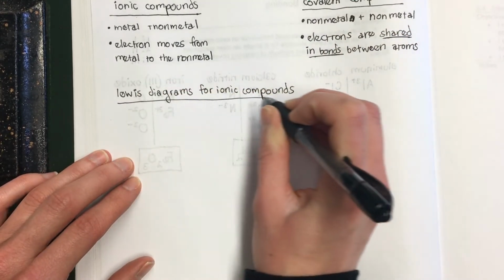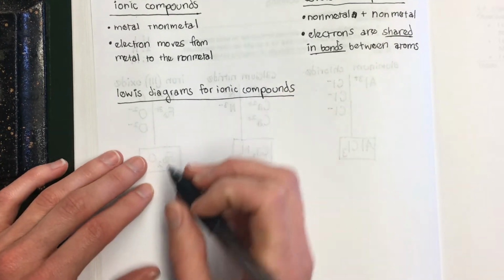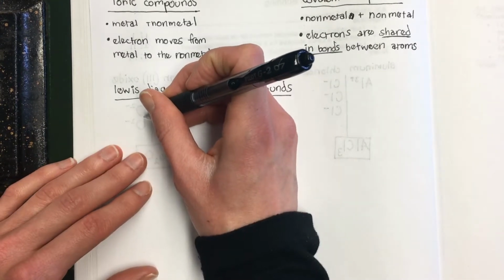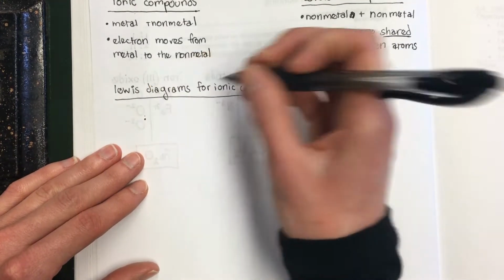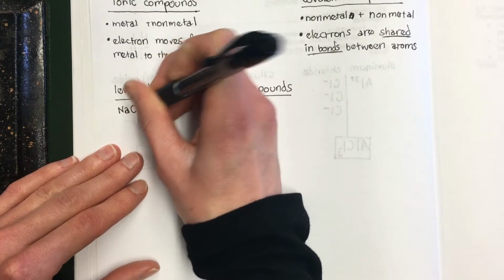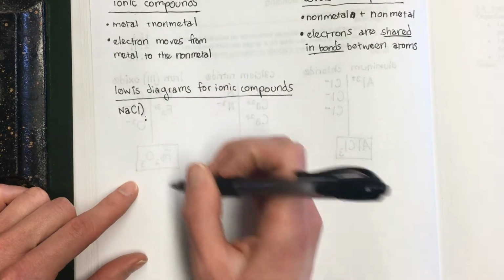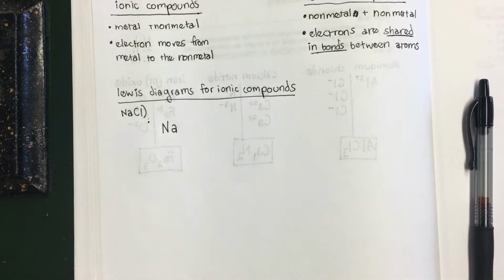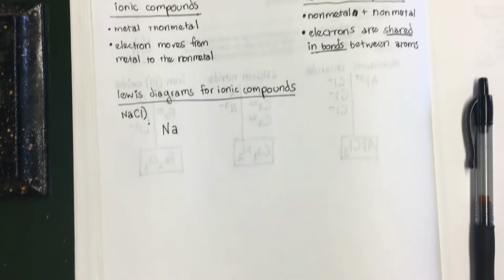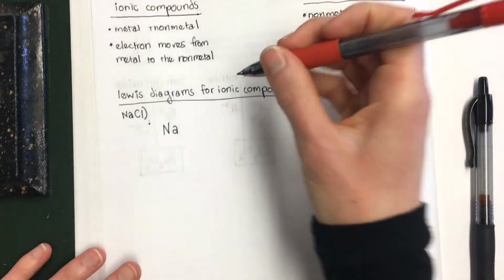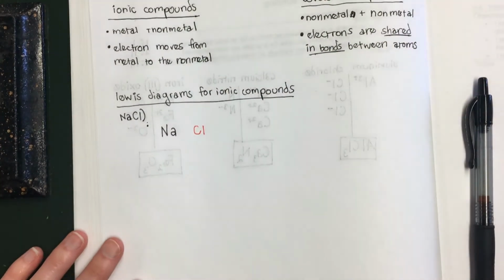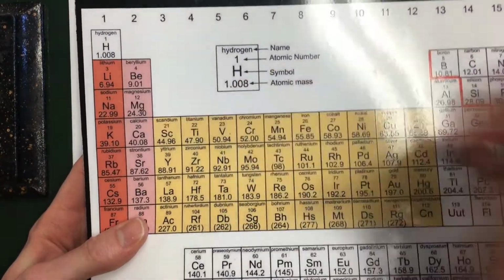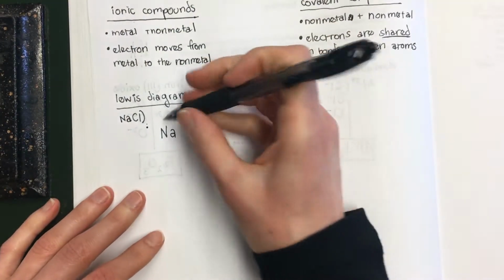Okay, so we're going to do a diagram for NaCl. So what we're going to do is we'll write the formula, it's NaCl, and then we're going to write the symbol for each of the elements. So I'm going to write Na, and then I'm going to get a different color for Cl. And then I'm going to draw dots for the number of valence electrons for each element. So sodium has 1 valence electron since it's in that first column. So I'm going to draw a dot.